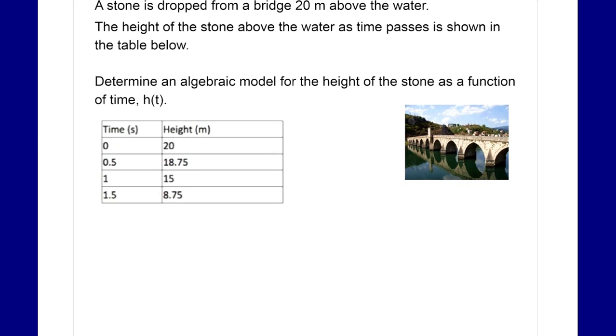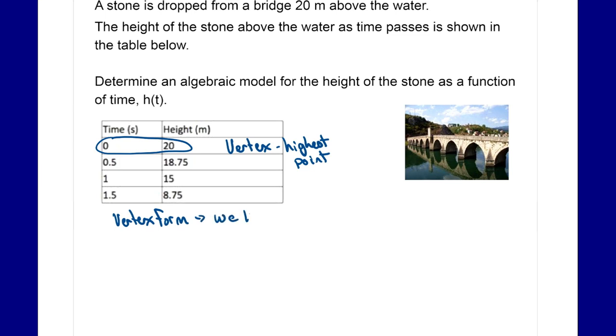And it seems that the height's going down. We don't see any x-intercepts. We don't see when the height is 0, right, or when it hits the ground. However, what we do see is the highest point. Right, so in this case, because it's the highest point, that's going to be considered our vertex. Now, in some cases, it might be the lowest point as well, but right now it's just the highest point. So we have the highest point of our vertex, so therefore we should be using vertex form, because we know the vertex.